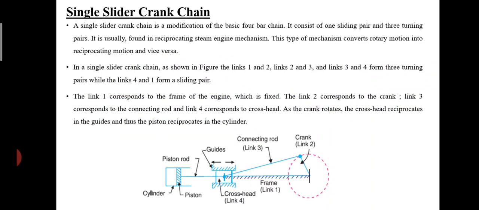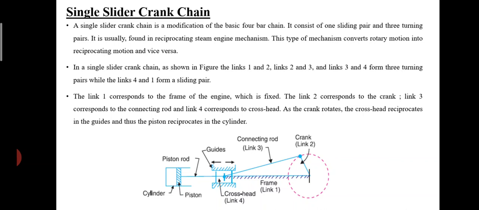Link number 1 is the frame, link number 2 is the crank, link number 3 is a connecting rod, while links 4 and 1 form a sliding pair. Link 4 is a crosshead. Link 1 corresponds to the engine frame, which is fixed. Link 2 corresponds to the crank, which is rotating. Link 3 corresponds to the connecting rod, which has oscillating motion. And link 4 corresponds to the crosshead, which has sliding motion.